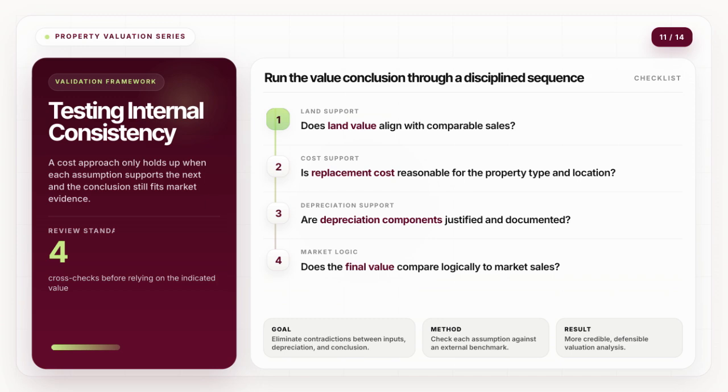Second, cost support, confirming that the replacement cost is reasonable for the property's type and location. Third, depreciation support, verifying that all depreciation elements are justified and properly documented. Finally, market logic, ensuring the final value logically compares to sales in the market. By following this framework, we produce valuations that stand up under scrutiny and provide reliable, defendable conclusions.